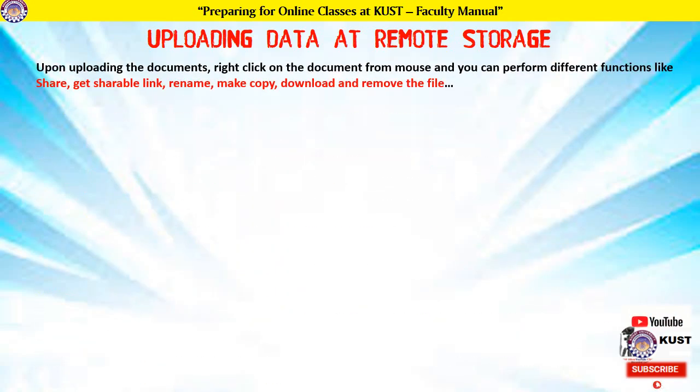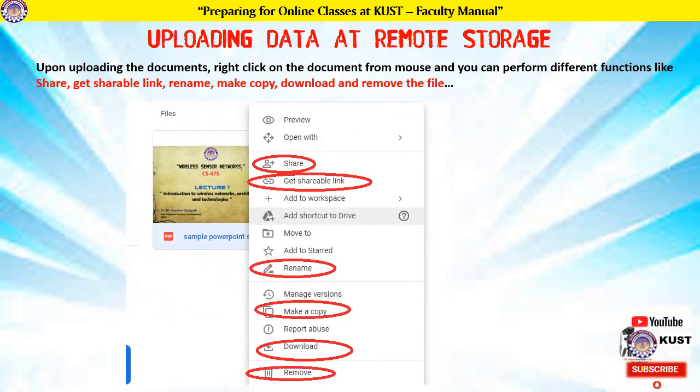Upon uploading the document, you now have to right click on that document, whether it's a PowerPoint presentation, an assignment, a quiz, or a book. When you right click, you will see different options. If you want to rename it, make a copy, or download it, you can do that. Or if you want a shareable link, click that option and you will be given a shareable link. You can mail it, send it to someone, and if you want to share it by email with other groups, you can also do that.